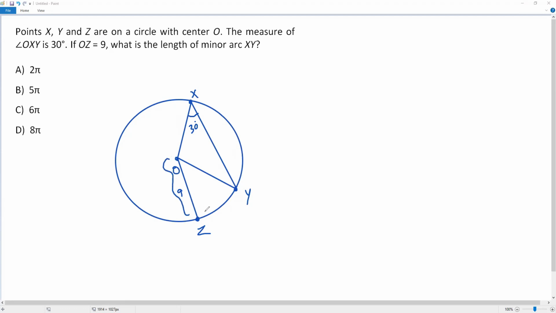Actually, this OZ represents the radius of the circle because it connects the center of the circle and a point on the circle. It's a radius. So the radius of the circle is 9. Okay, our aim is to find the length of minor arc.